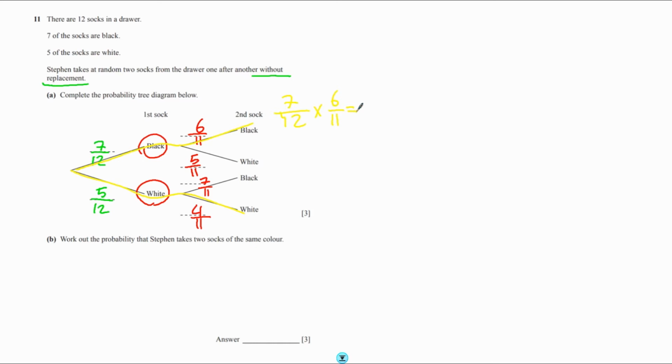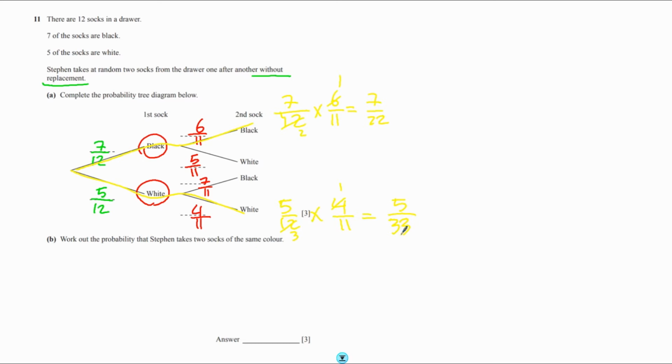So 11 times 12 is 132. I think we could simplify this here rather than multiplying large numbers. 6 divided by 6 is 1, 12 divided by 6 is 2. So that would be 7 over 22. Now coming to the white branch, this probability is 5 over 12 times 4 over 11, and that again can be simplified. Divided by 4 is 1, divided by 4 is 3. So the probability of two whites is 5 over 33.